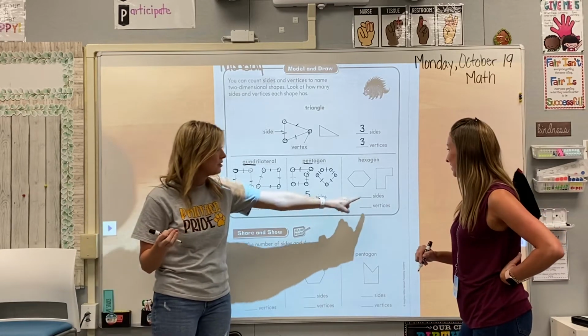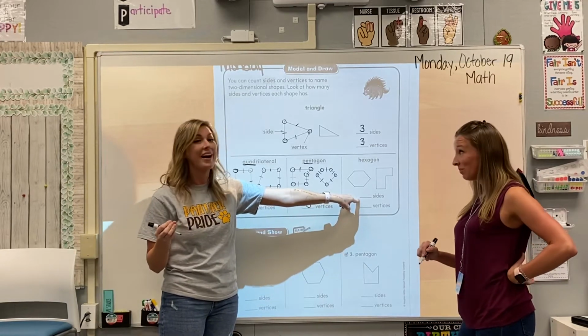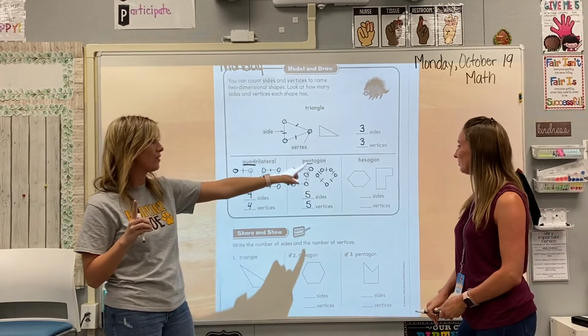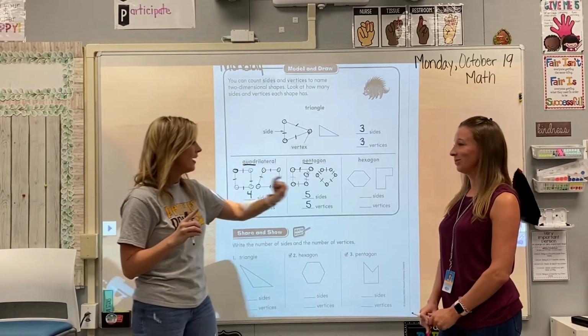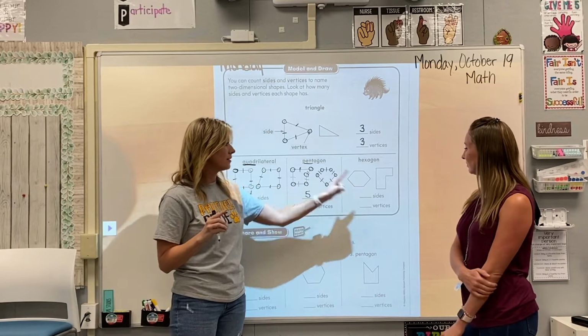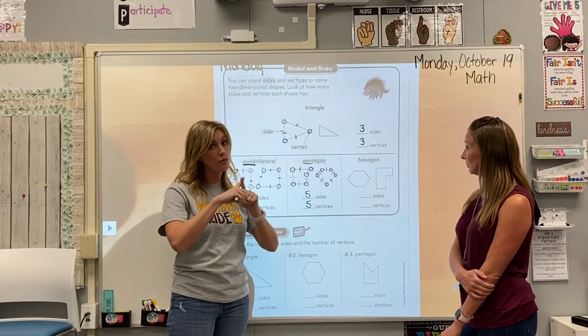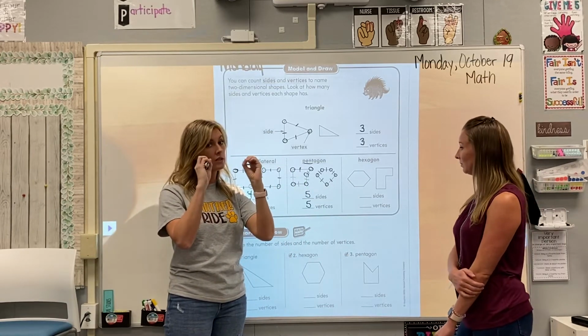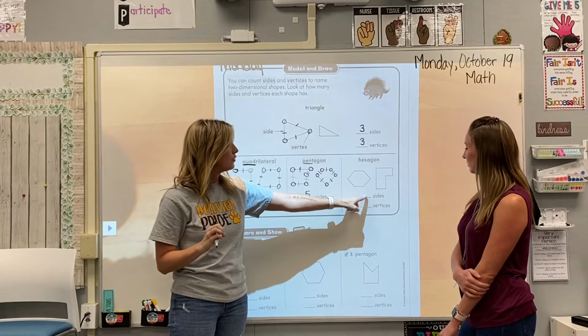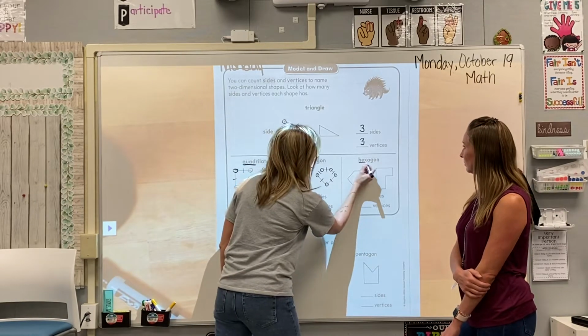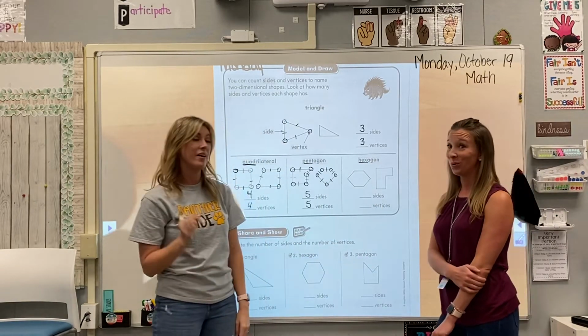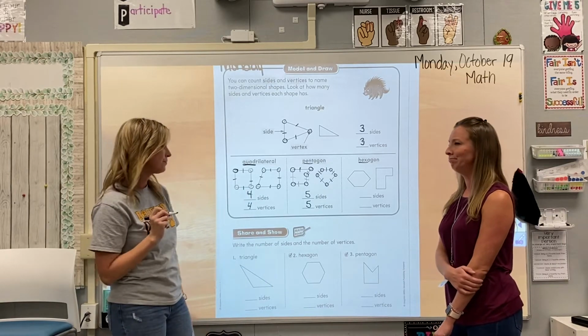Do you think they'll be able to do this one on their own? I think so. I think so too. So you guys are going to have to do the hexagon on your own. And once you count those sides and vertices, and you make sure you use your lines for the sides and your circles for the vertices, and you've written them down, you'll be able to unlock the secret of what hex means, what number hex stands for.